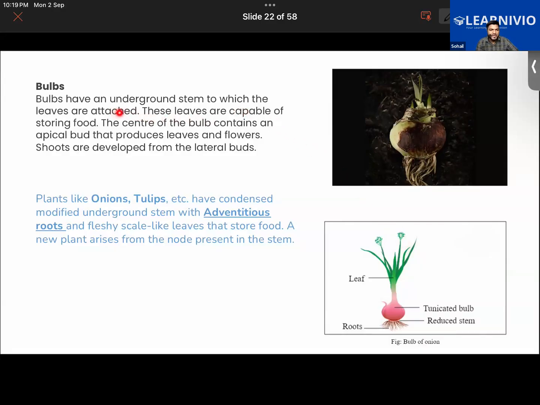Anyways, bulbs are underground stems to which the leaves are attached, and these leaves are capable of storing food. These leaves store food in them, right? Furthermore, the center of the bulb contains an apical bud that produces leaves and flowers. Shoots are developed from the lateral buds. What does it mean? Let us understand it further. You would have seen that there is a central structure in the onion. If you open the leaves of the onion, there's a central structure in it, right? From that central structure, the leaves and the flowers grow out. Just a thing of common observation, nothing too technical about it.